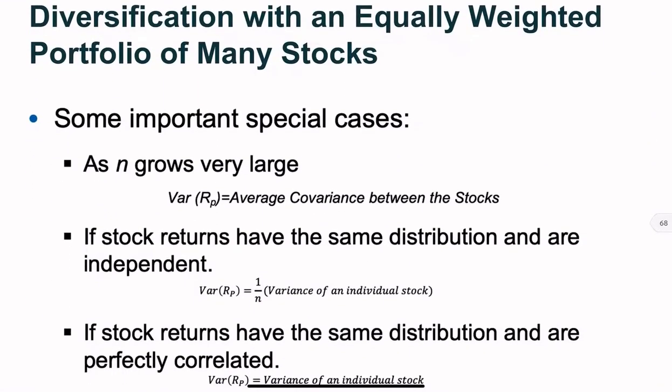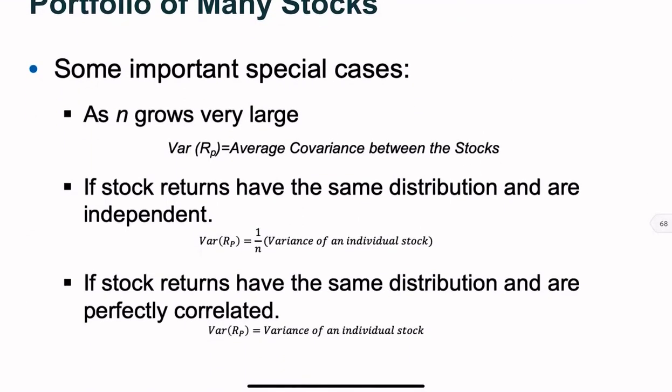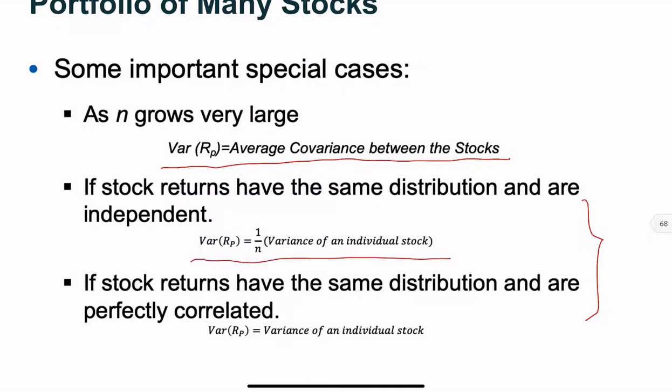And then, more importantly, we talk about several special cases. For the first case, if you have a lot of stocks, then the variance of the portfolio is really determined by the average covariance between different stocks. And then for the other special case, if stocks have the same distribution but they're independent, then the variance of the portfolio is equal to the variance of an individual stock divided by the number of stocks.